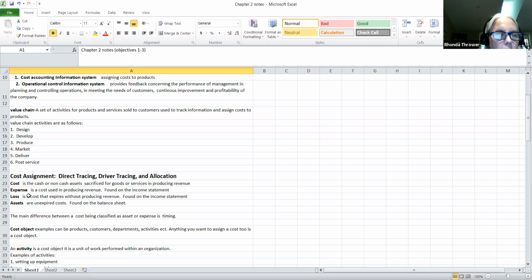You're familiar with lots of different types of expenses. Our expenses are going to be found on the income statement. A loss is also a type of cost. It's treated like an expense. It too is found on the income statement. But the main difference between a loss and an expense is that a loss is just a cost that expires without producing revenue.